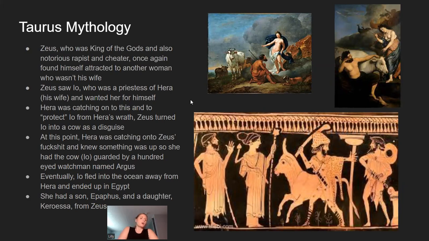So Zeus, who was the king of the gods and also a notorious rapist and cheater, this is a new myth, once again found himself attracted to another woman who wasn't his wife. His wife was Hera.